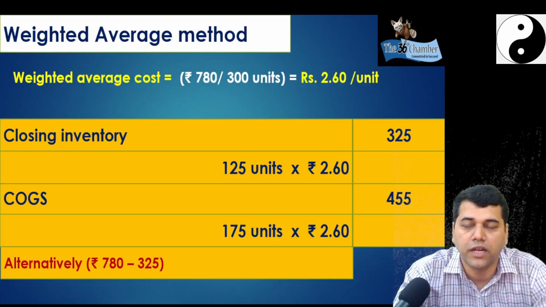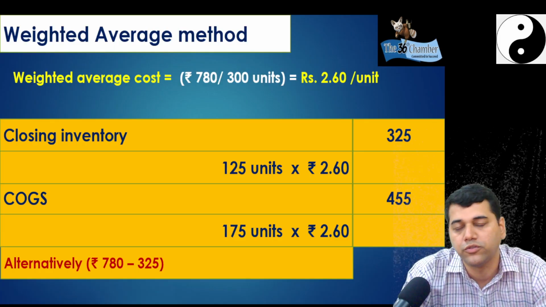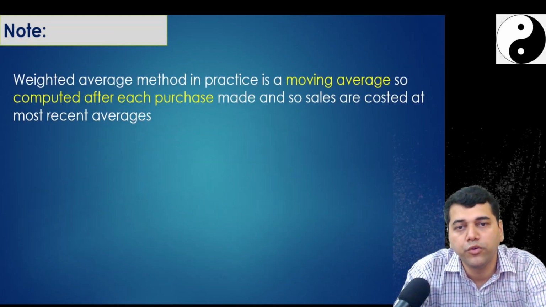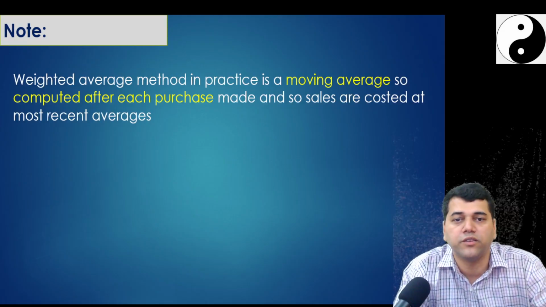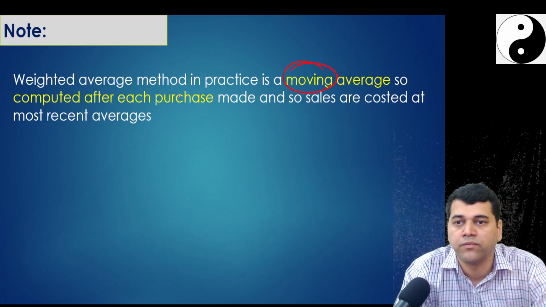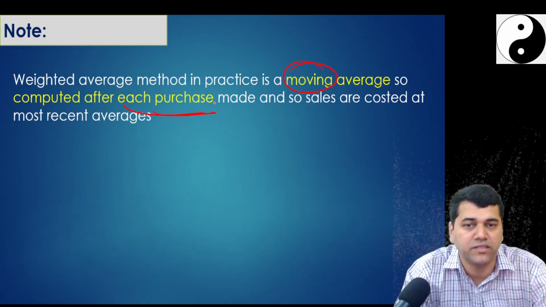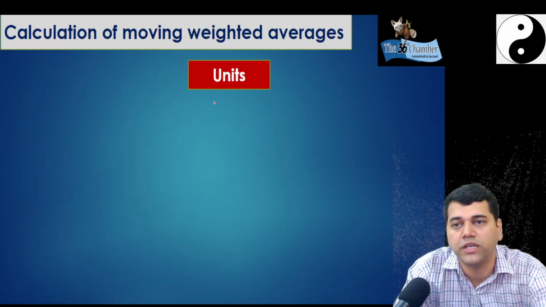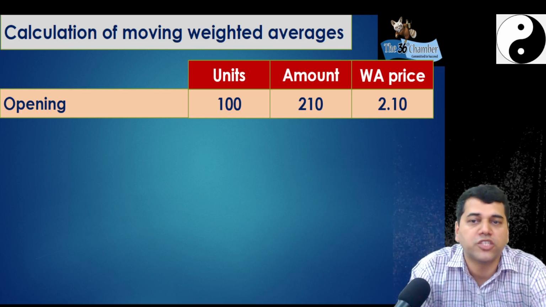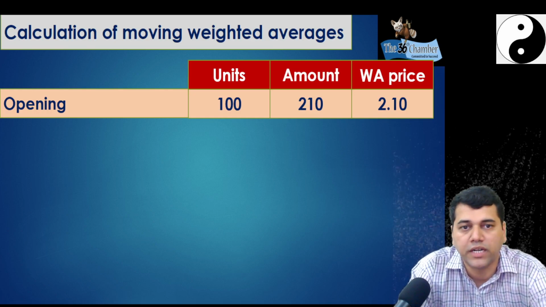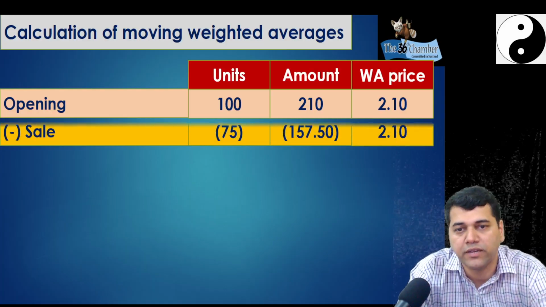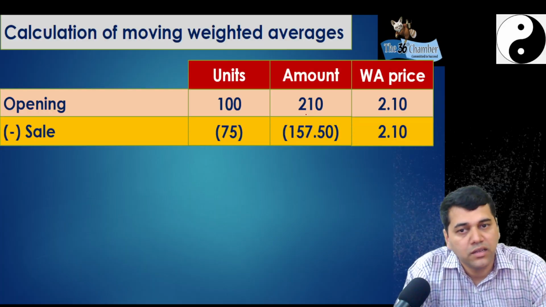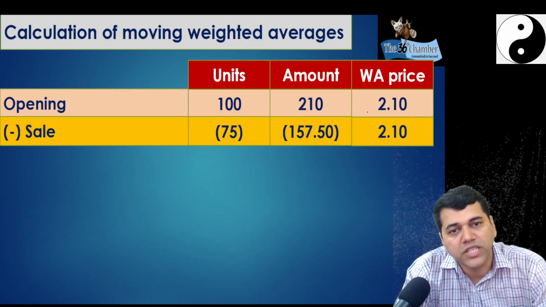Closing value of the inventory: how to calculate it using the FIFO method or weighted average. What if I have followed the moving average method? The weighted average method in practice is a moving weighted average. That's why at each purchase and sale you are going to change it. So it starts with opening stock of 100 units, amount 210, weighted average price is 2.1. You sell and you charge at the weighted average.